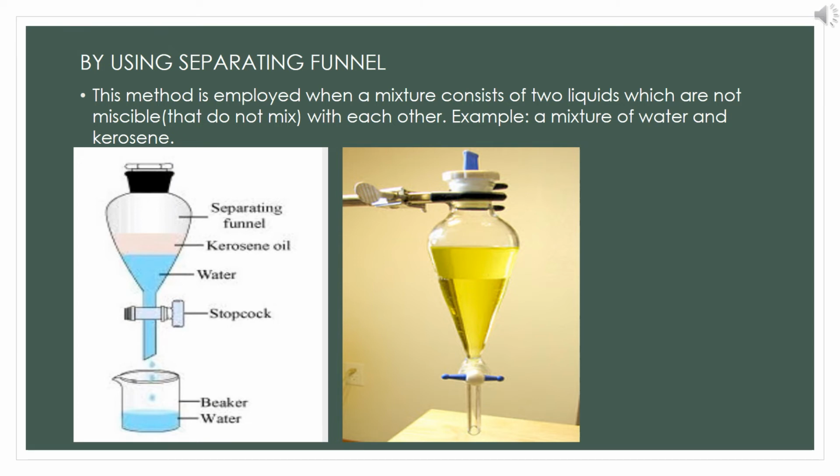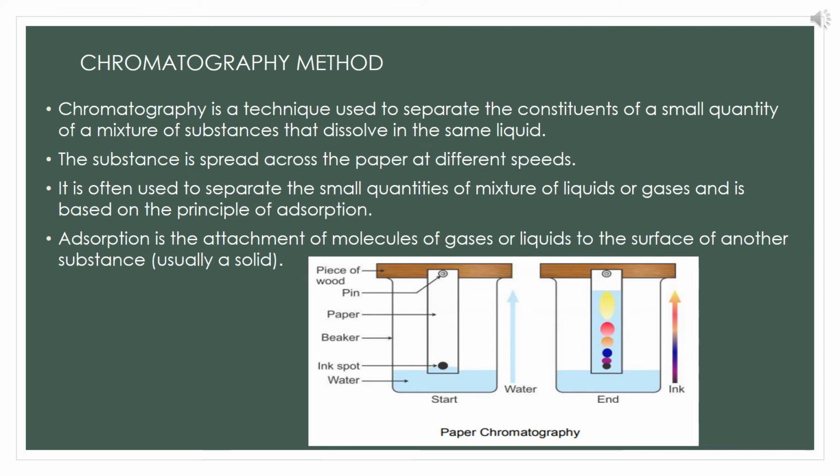For this process, first the mixture is poured into the separating funnel. Then the liquid which is heavier settles down, and the liquid which is lighter comes up, so that you can see two different layers. On top you can see the layer of kerosene oil, and at the bottom you can see the layer of water. Now we have to open the stop cork so that all the water flows down through the separating funnel and is collected in the beaker. Then once all the water is collected in the beaker, we close the stop cork and only the kerosene oil is left behind in the separating funnel. So this way we can separate two liquids which are immiscible, or which do not mix with each other, using a separating funnel.